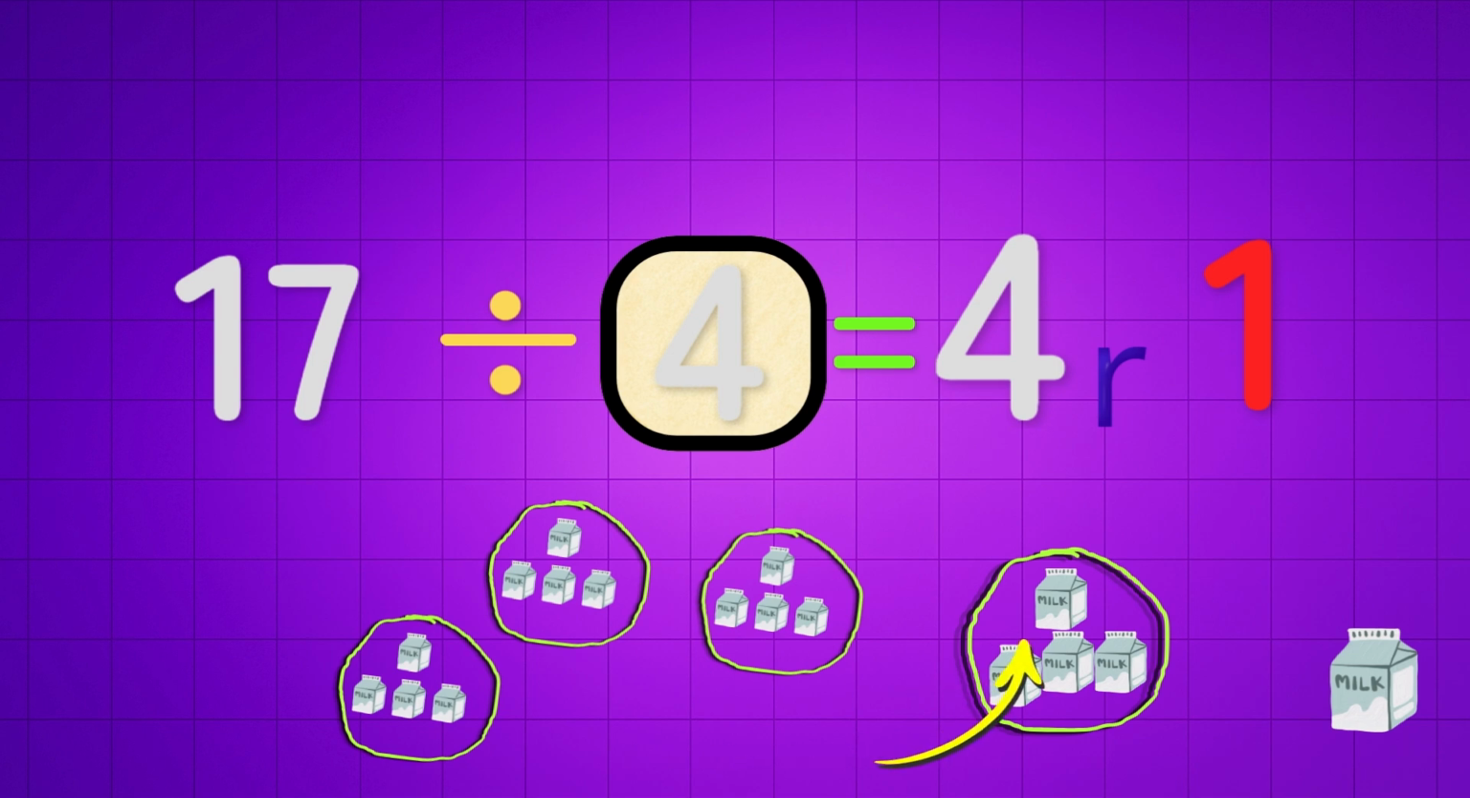That's why the remainder must always be smaller than the divisor, because the remainder is the amount that is too small to make another full group.